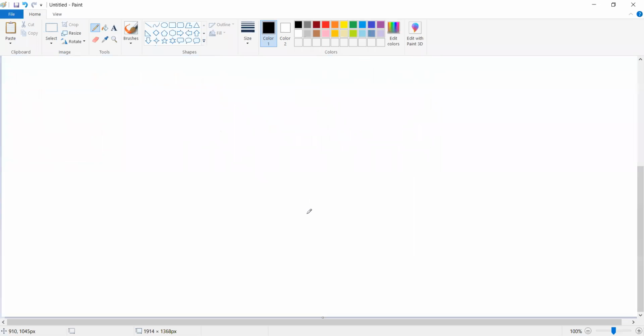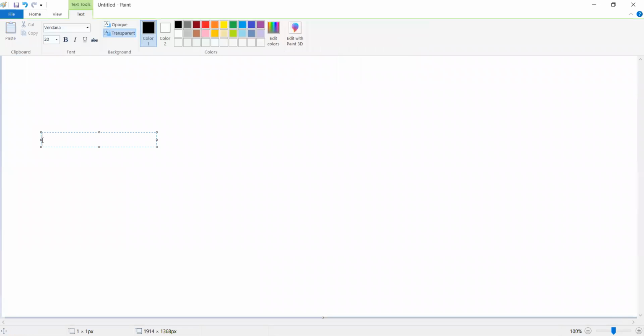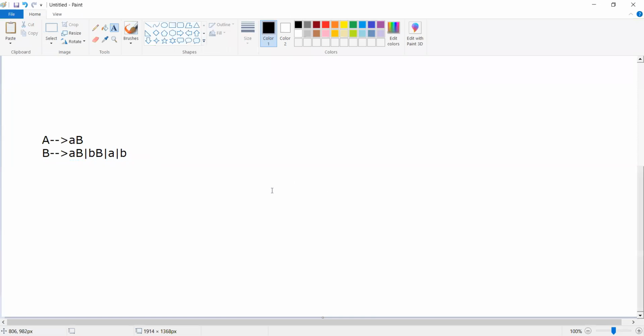Okay, now let us take one more example so that it becomes very clear for us regarding the conversion. Let me take one simple grammar over here. So here we will be taking one small example like A derives small a capital B, and B derives small a capital B, or small b capital B, or small a or small b. So this is my grammar productions.